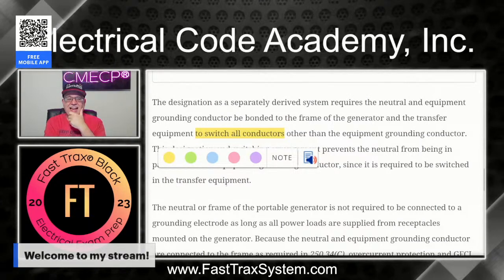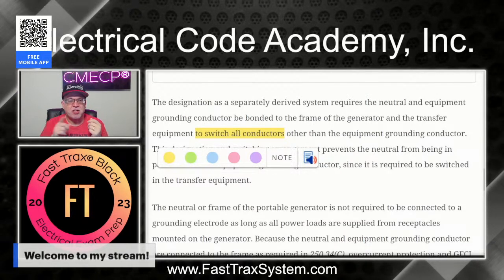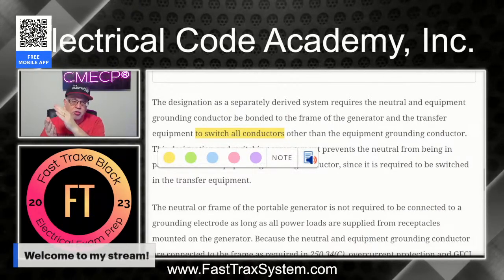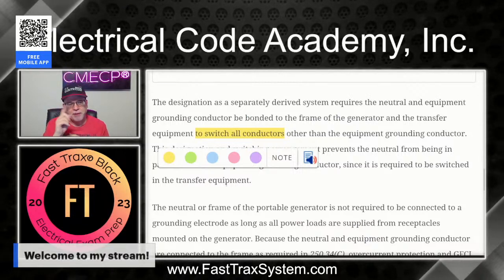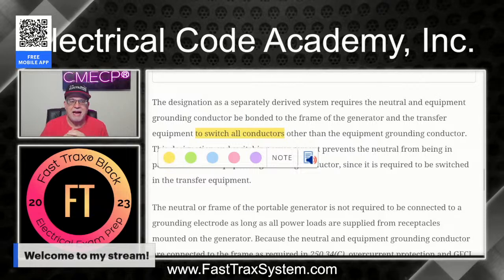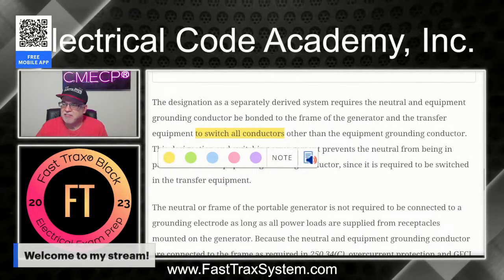But yet the transfer equipment is not switching the neutral. Well, that's a problem because it allows circulating currents to go back through the generator from the service, and since at the generator, the neutral is connected to the frame and also the equipment ground, it allows for parallel paths of that neutral current to travel, right? And so that means that metal parts can become energized, right? It's part of that neutral path. So that's an unsafe condition. So you have to be careful.